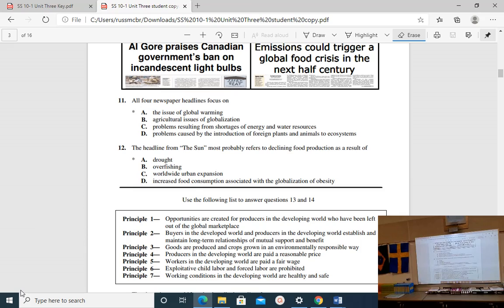All 4 newspaper headlines focus on. So let's consider our 4 options before we look at it. The issue of global warming, agricultural issues of globalization. There's a difference between A and B. A is more specific. It's about climate. It's about global warming. B is more specific to agriculture. C, problems resulting from shortages of energy and water resources. So C is very specific. If they're talking about water and energy, it's going to be C. D, problems caused by the introduction of foreign plants and animals.